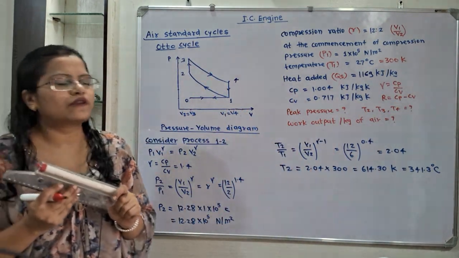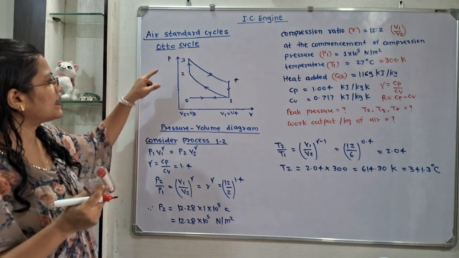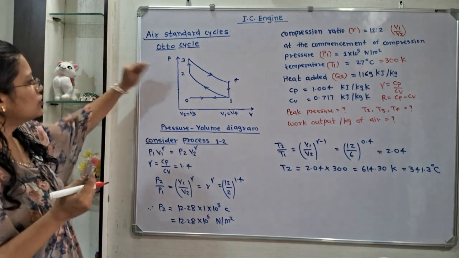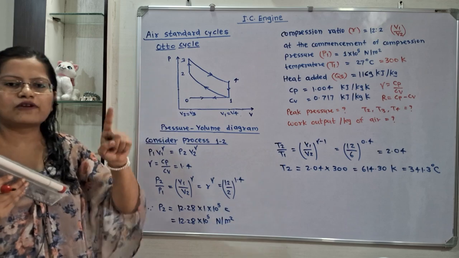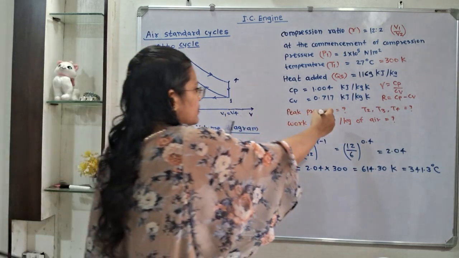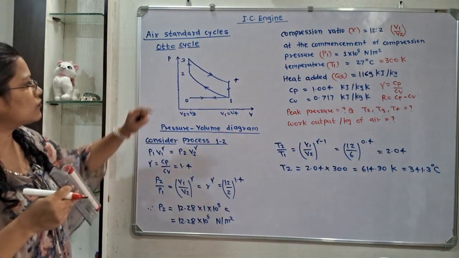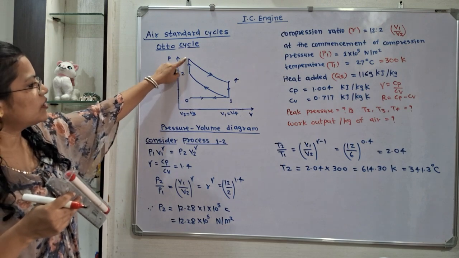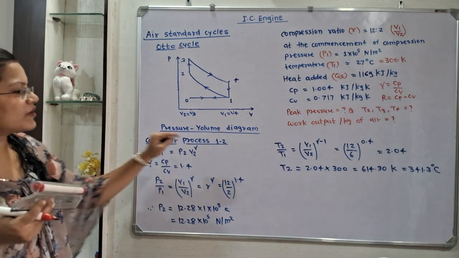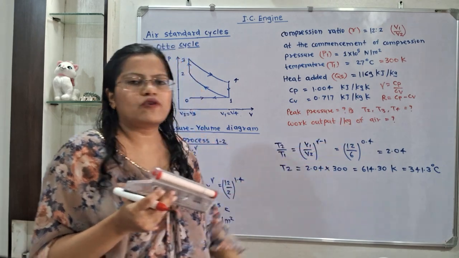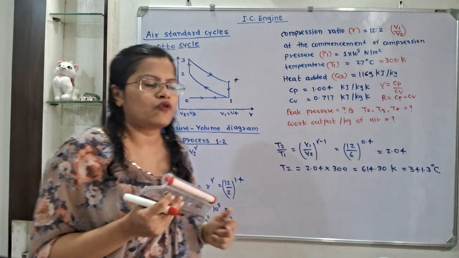Now what do we have to calculate? We have to calculate the peak pressure. If we observe this diagram, here is the peak pressure. Point 3 has the high pressure, so we have to calculate pressure P3. We also have to calculate temperatures T2, T3 and T4, because T1 is mentioned in the question. We have to calculate the work output per kilogram of air. So with the help of this diagram we can also calculate the work output.